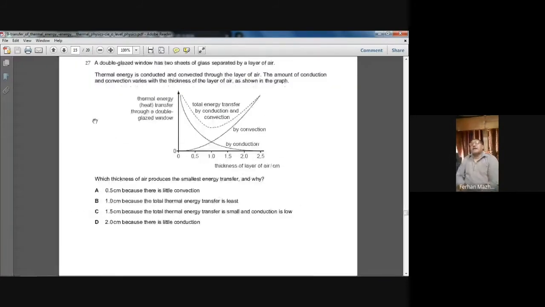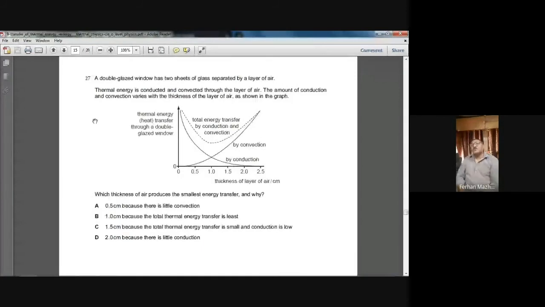A double glazed window has two sheets of glass separated by a layer of air. Thermal energy is conducted and convected through the layer of air. The amount of conduction and convection varies with the thickness of the layer of air as shown in the graph. Which thickness of air produces the smallest energy transfer and why?